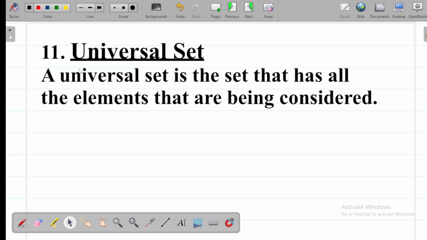All right, let's consider the next one. We have universal set. A universal set is the set that has all the elements that are being considered. Let's take an example.